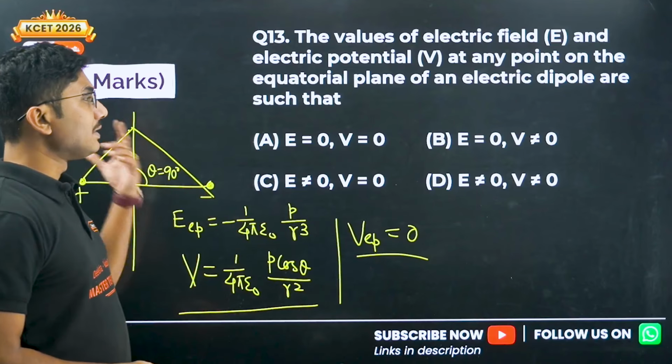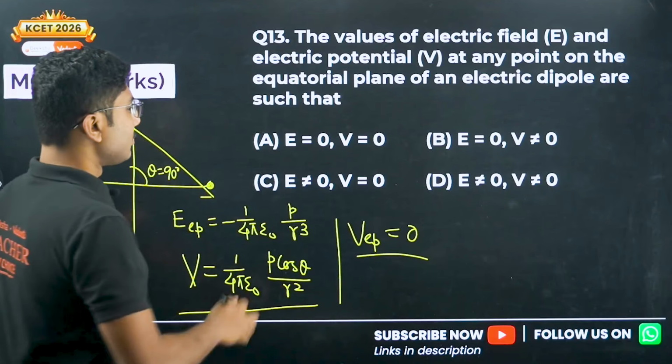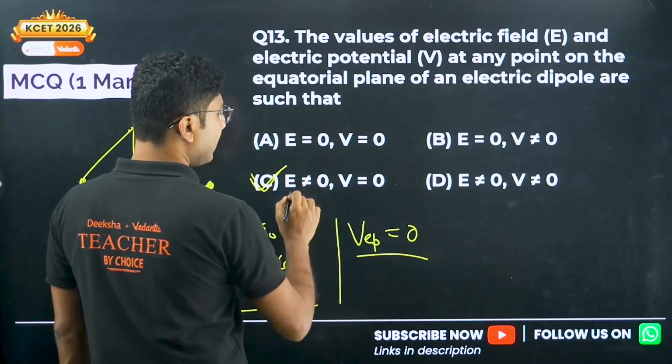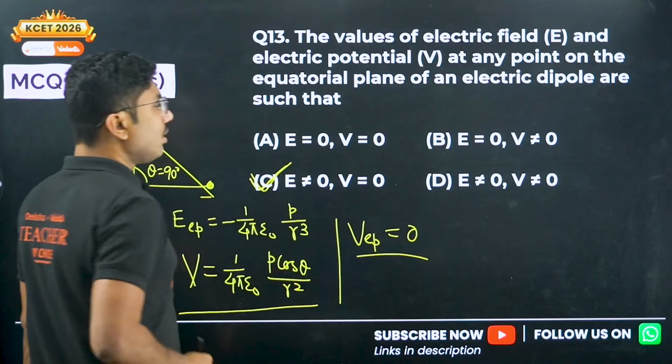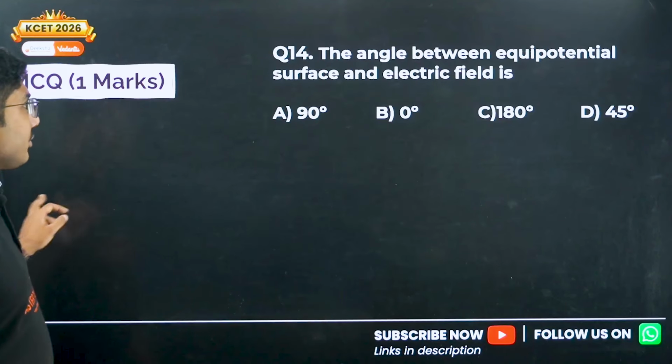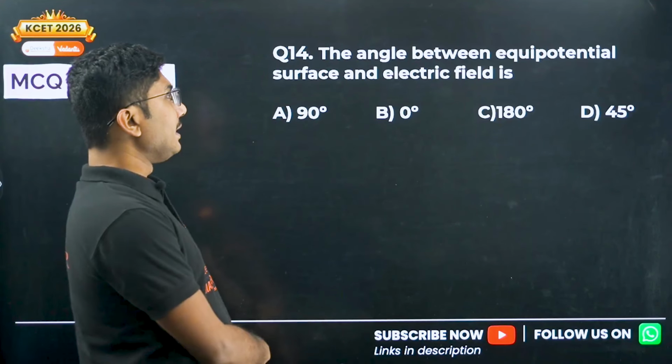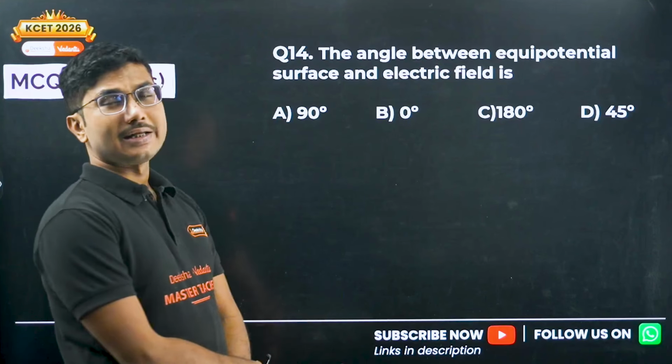So electric field is not 0 but potential is 0. So option C is correct. Electric field is not 0, potential is 0, so option C is correct. Next question. The angle between equipotential surface and the electric field is.